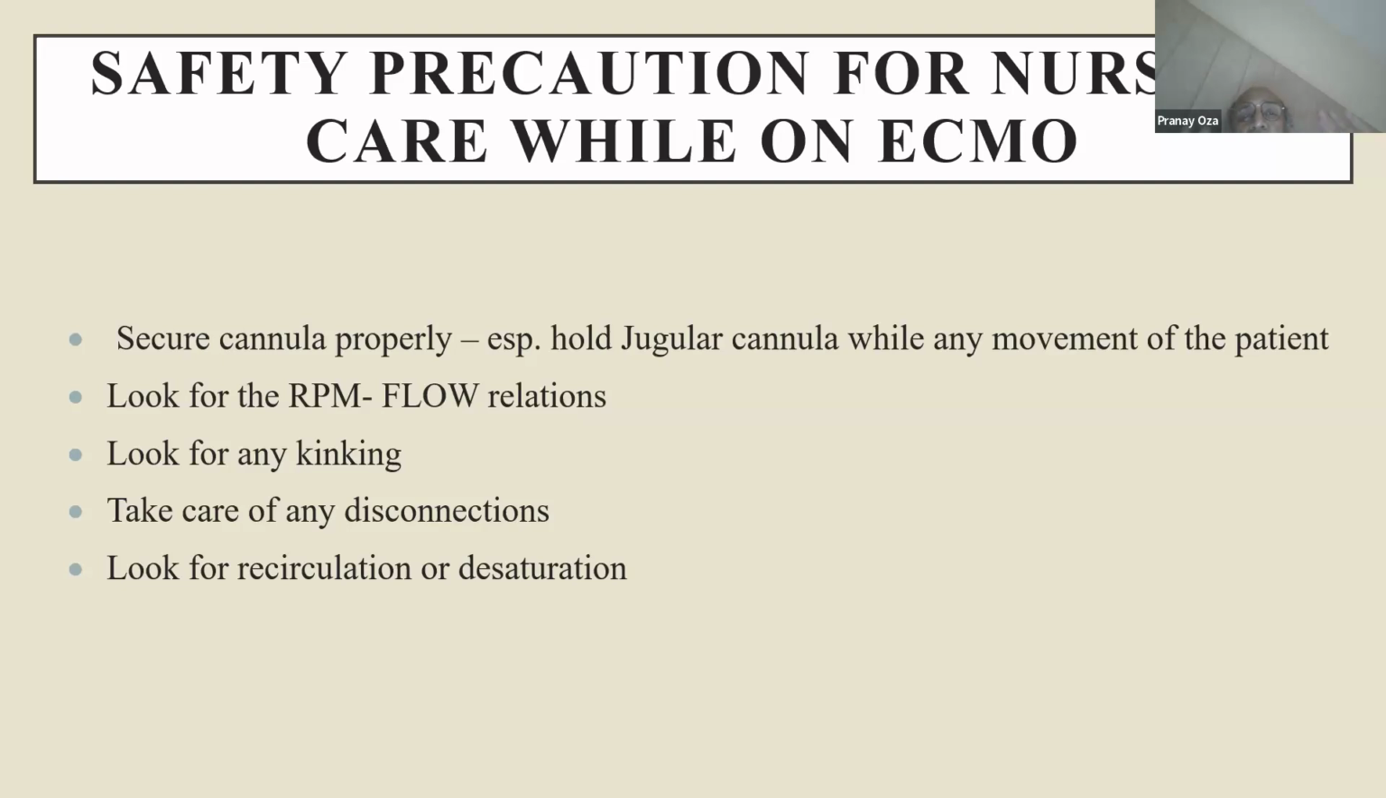But whatever you are doing, you have to follow safety precautions. And what are the safety precautions? Secure the cannula properly, especially the neck cannula, because that is the one which can come out. The return cannula is the one which is only 15 centimeters in size. So there are risks that that cannula can come out. So you have to hold that cannula properly whenever you do anything with the patient. Look at the RPM and flow ratio, whether they are maintained the same. With the same RPM, if the flow decreases, you have to think either the preload has decreased or the afterload has increased, and look for the cause, look for kinking, take care of all connections, and look for recirculation and desaturation.